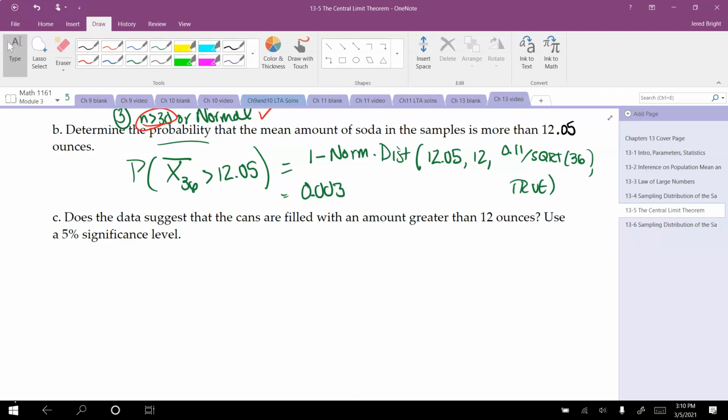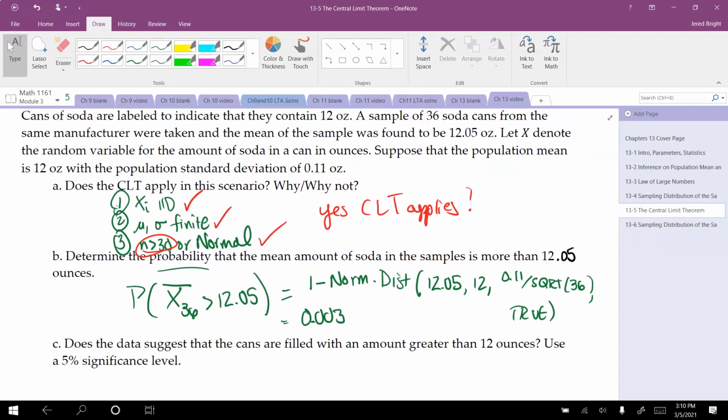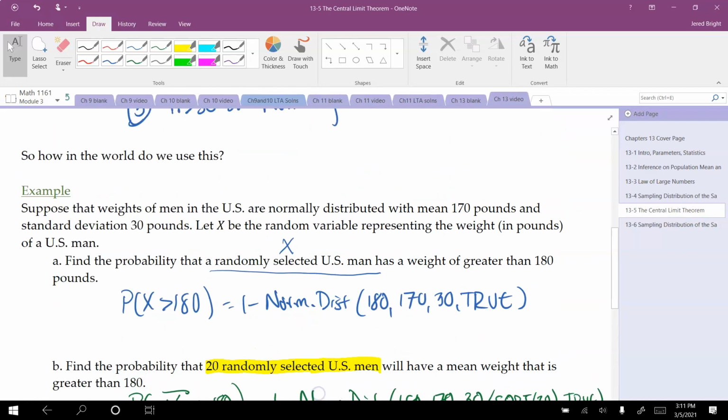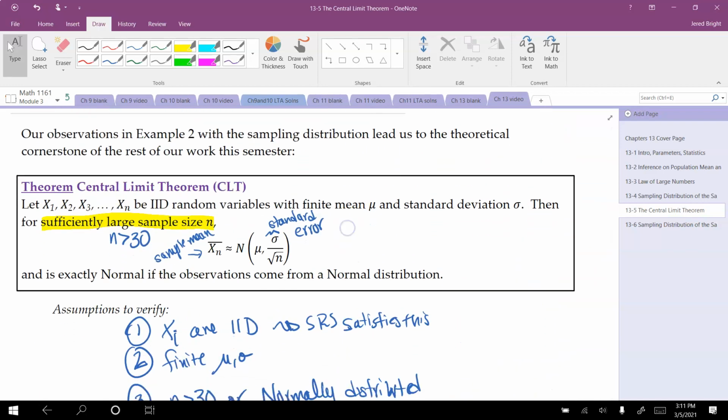Okay, the main point here was to do part B, where we looked at the mean amount of soda being bigger than 12.05 ounces for a sample of size 36. And we verified the CLT applies here, so we're in ship shape. So the big thing with the central limit theorem, know that we're looking at the distribution of a statistic. In this case, the statistic that we worked with here was a sample mean. We will see one soon with a different statistic in mind.